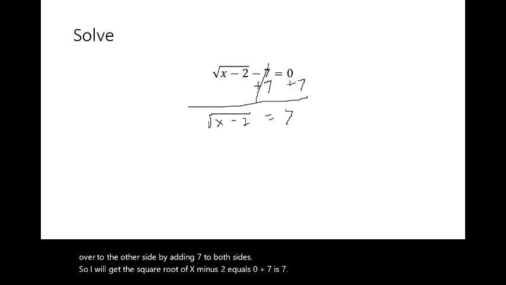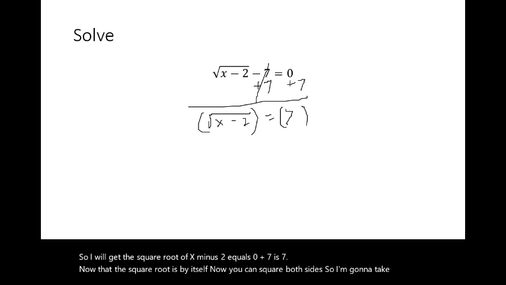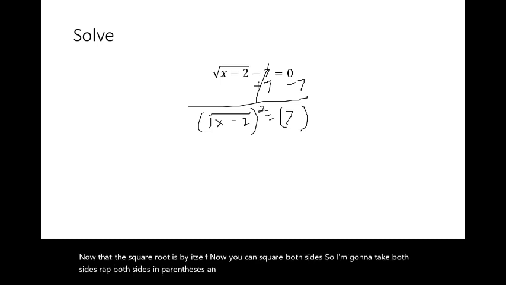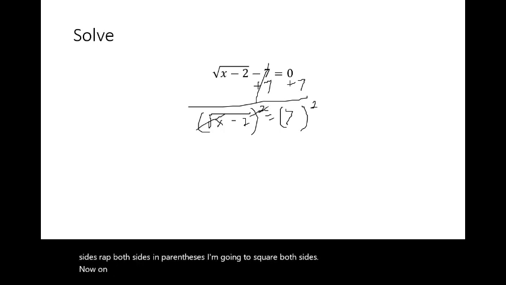Now that the square root is by itself, now you can square both sides. So I'm going to take both sides, wrap both sides in parentheses, and I'm going to square both sides. Now on the left, square root and square will cancel each other out, leaving you with what was inside the square root, x minus 2.